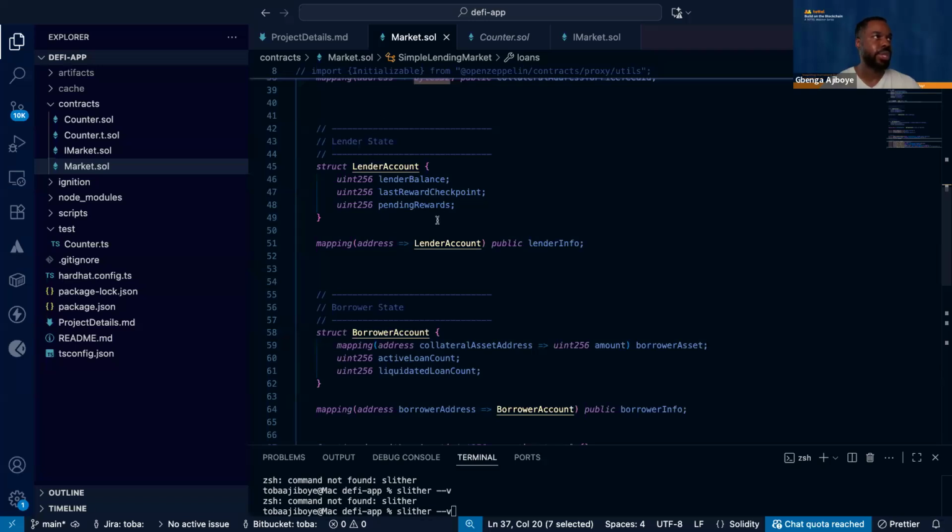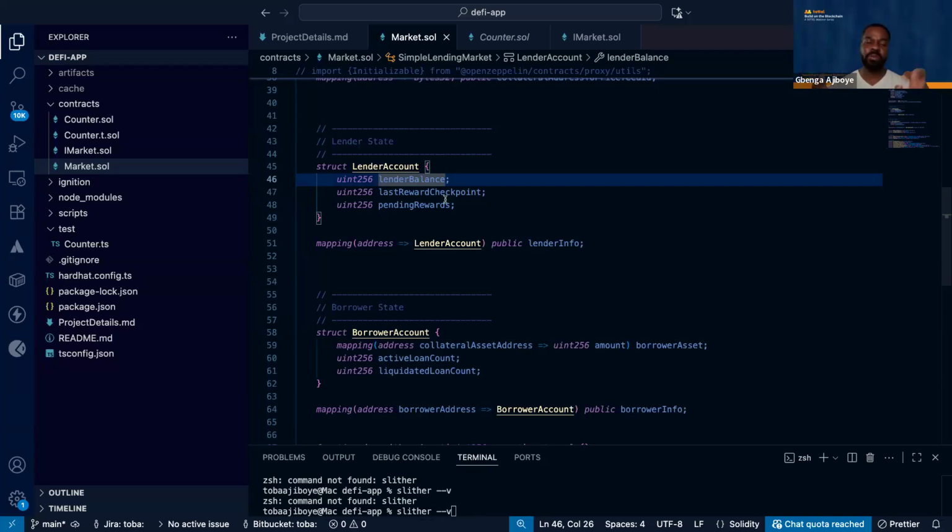Lender state. So for the lender, when you deposit, this just shows you the balance, and then this shows your last reward checkpoint at the time of interaction. I'm going to explain what this means when we're doing the accrual calculation. It will make sense then. And whatever rewards you have generated by the time you're interacting with the contract, it stores it here. When you're depositing for the very first time, this will obviously be zero.